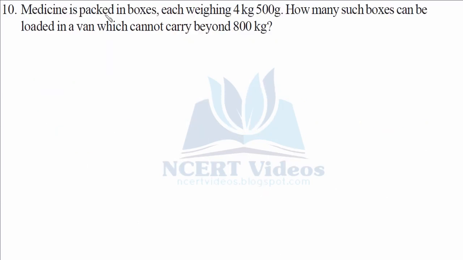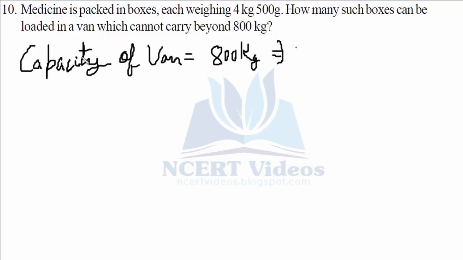Medicine is packed in boxes, each weighing this much. How many such boxes can be loaded in a van which cannot carry beyond 800 kilograms? So maximum capacity has been given, that is 800 kgs. Now we have to convert it into grams because the other part is also in grams. So it would become easier in order to solve the problem. So it is nothing but 8,0,0,0,0. That is nothing but 8 lakh grams.